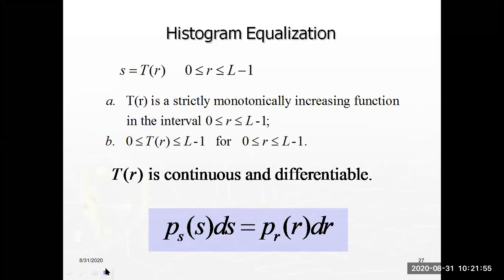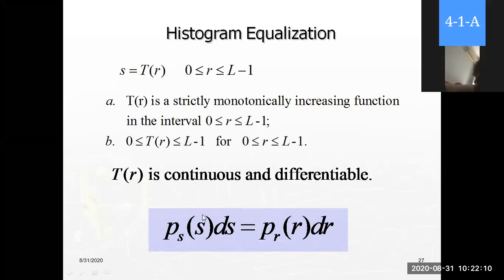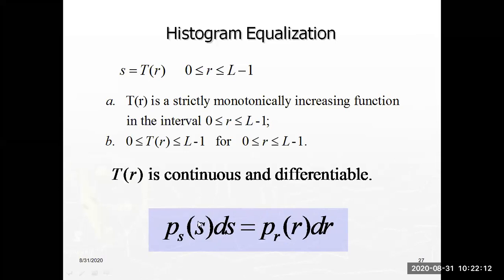Output side and input side. Input side is P suffix R of R into dr. Output side is P suffix S of S into ds. This is called the probability density function for the input pixel or input scale value. And this is also the continuous probability density function for the output scale or output side function.